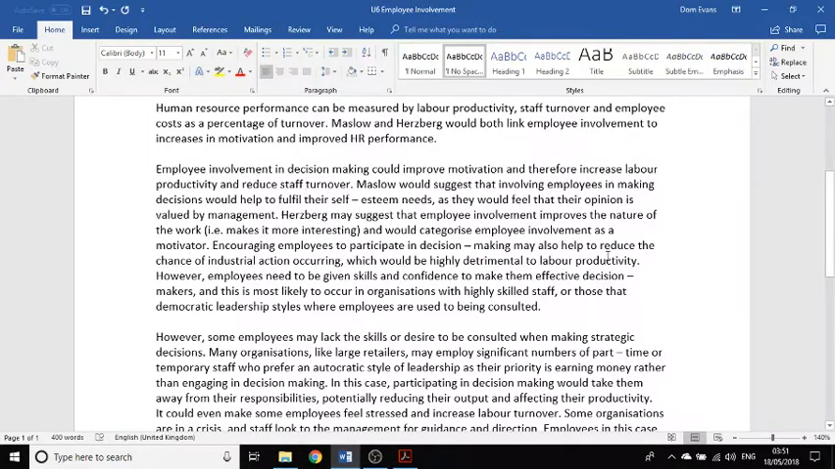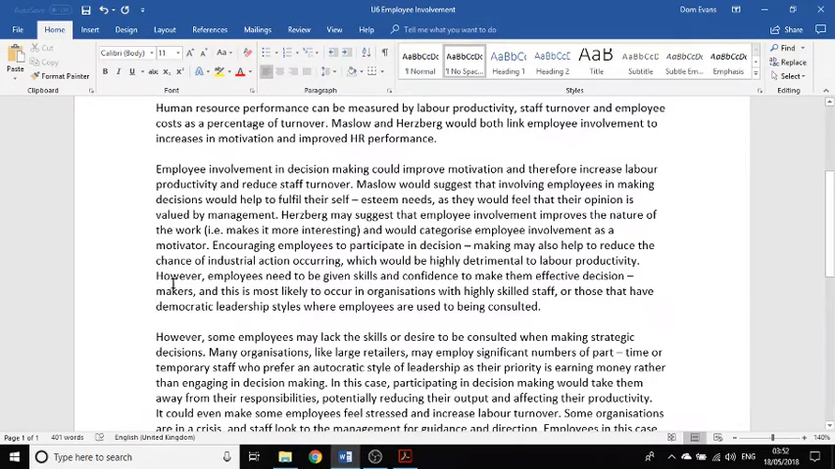However, and I've linked it back to HR performance, of course, by linking it to labour productivity. However, employees need to be given the skills and confidence to make them effective decision makers, and this is most likely to occur in organisations with highly skilled staff or those that have democratic leadership styles where employees are used to being consulted.